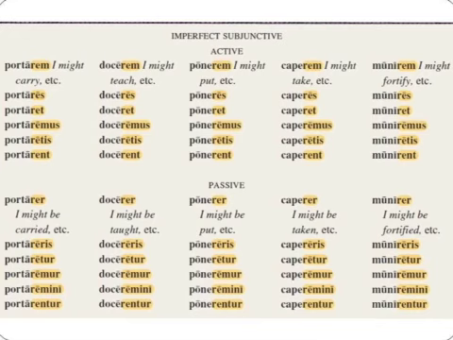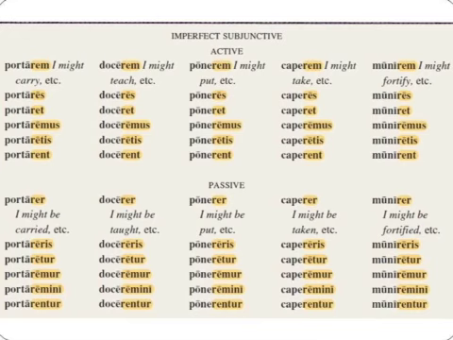Here's a chart of some examples of the imperfect subjunctive. Notice for porto, I just take the second principal part, which is the present active infinitive, and put on my ending. So portarem, portares, and so forth. All the other conjugations will follow that exact same pattern. In the passive, you just take off the active endings and put in the passive endings. So portarer, portareris, portaretur, portaremur, and so forth. All the other conjugations will follow that same pattern.